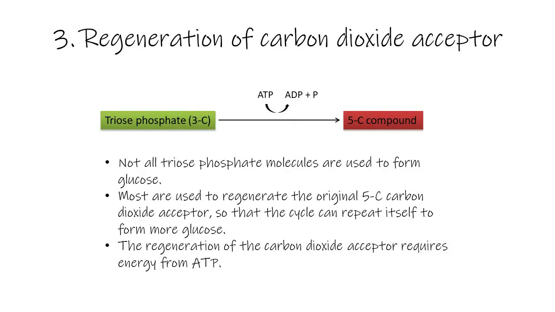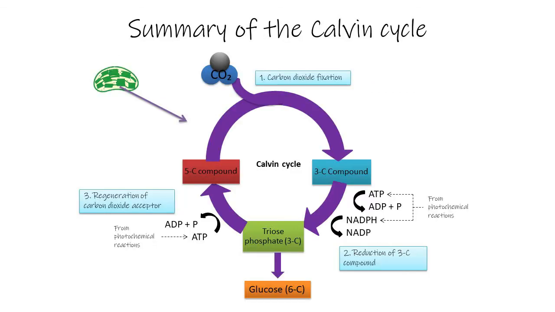The regeneration of carbon dioxide acceptor. Not all triose phosphate molecules are used to form glucose. Most are used to regenerate the original 5C carbon dioxide acceptor so that the cycle can repeat itself to form more glucose. The regeneration of carbon dioxide acceptor requires energy from ATP. In summary, the Kelvin cycle involves the reduction of carbon dioxide into glucose, using energy stored in ATP and hydrogen from NADPH.